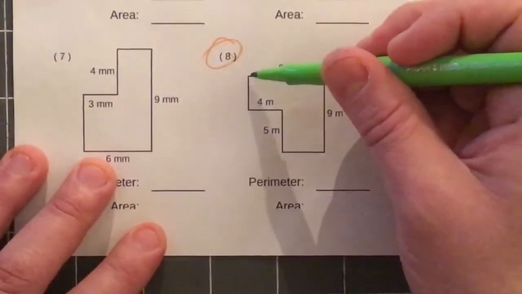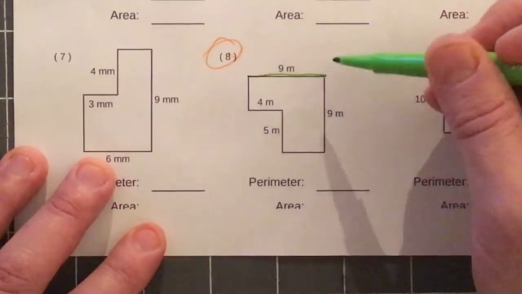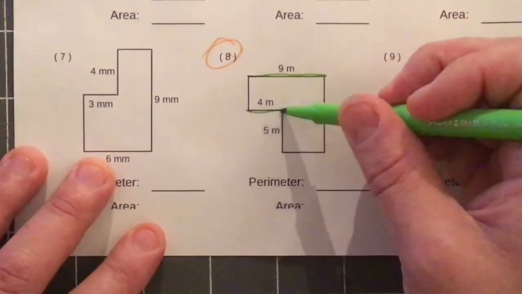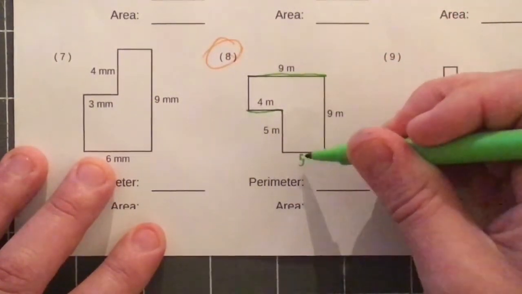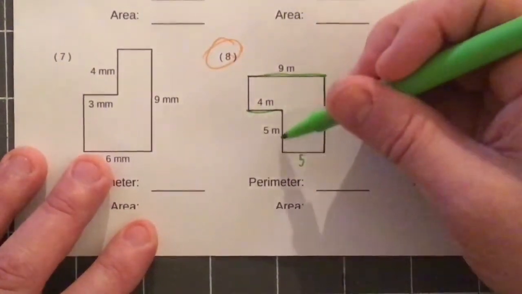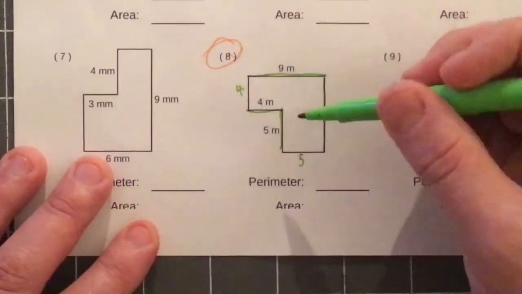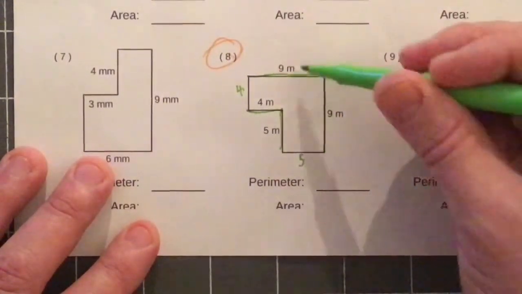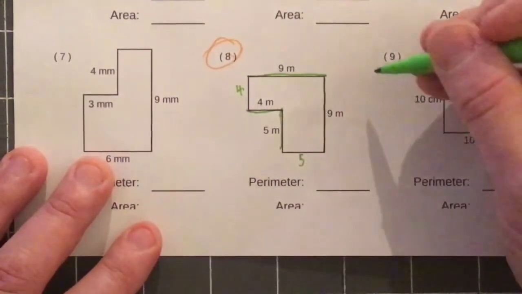So for this one, same process. Total horizontal is 9. This part is 4. This part has got to be 5 because 4 plus 5 makes 9. Vertical, 9. 5, and 4. 1, 2, 3, 4, 5, 6 sides. Again, it's a 6-sided hex shape.